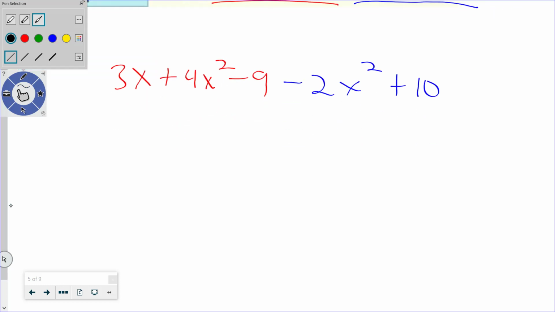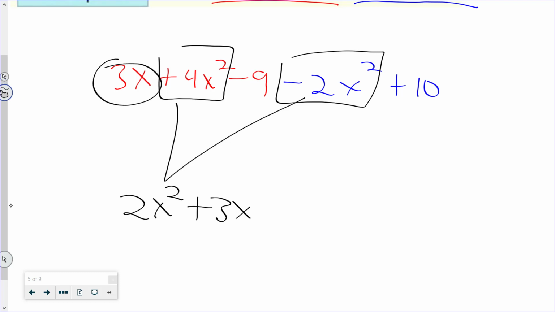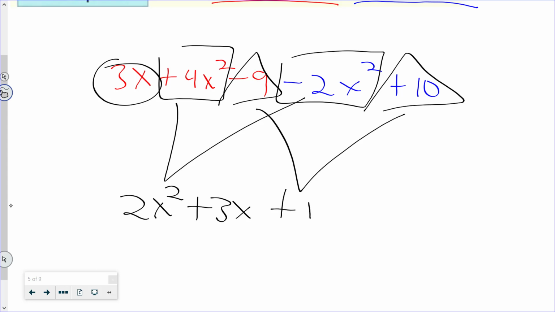4x squared and negative 2x squared becomes 2x squared, plus 3x. There's no like term for this one. And then negative 9 and positive 10, so it's plus 1. Any questions on adding polynomials? All right, I'll take that as a no.